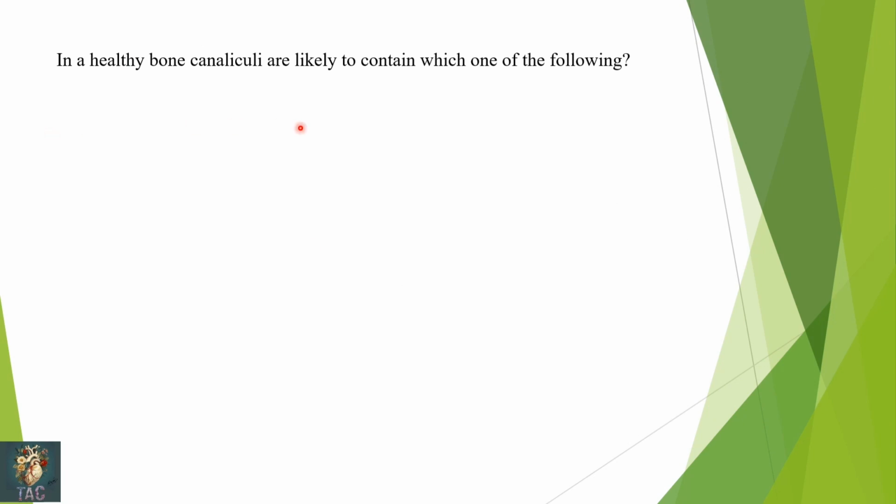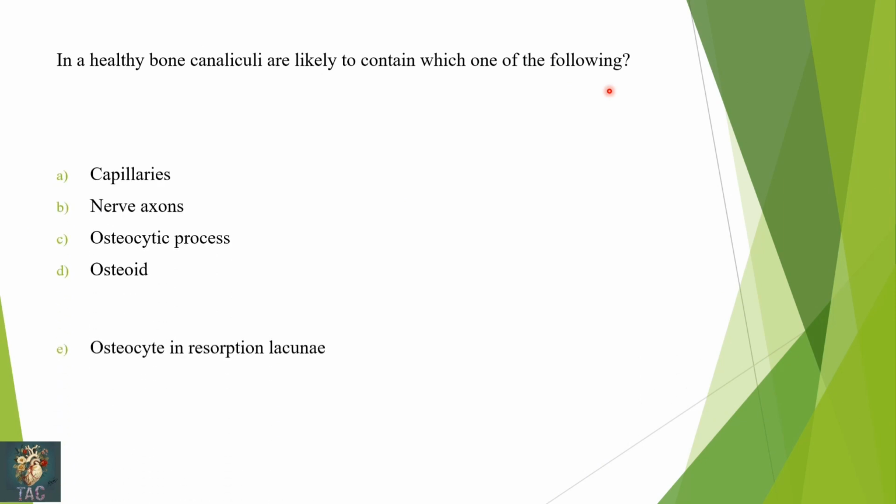Next is, in a healthy bone, canaliculi are likely to contain which one of the following? The capillaries, the nerves, the osteocytic processes, osteoid, or osteocytes in resorption lacunae. So basically canaliculi in the bone contain the processes of the osteocyte, and this is the correct option.